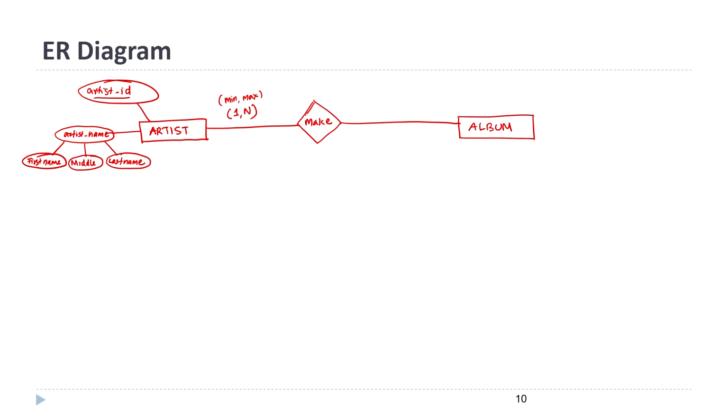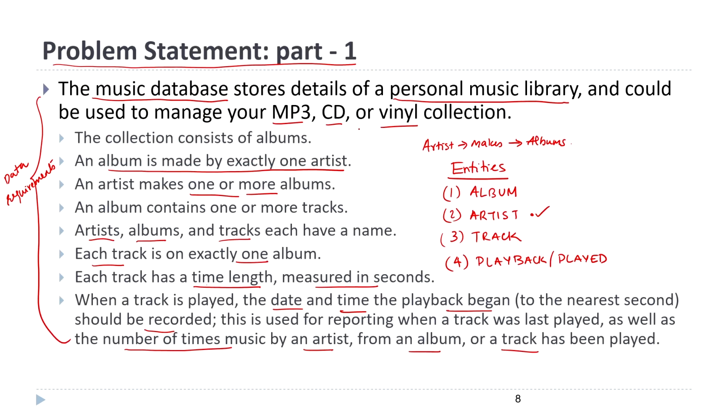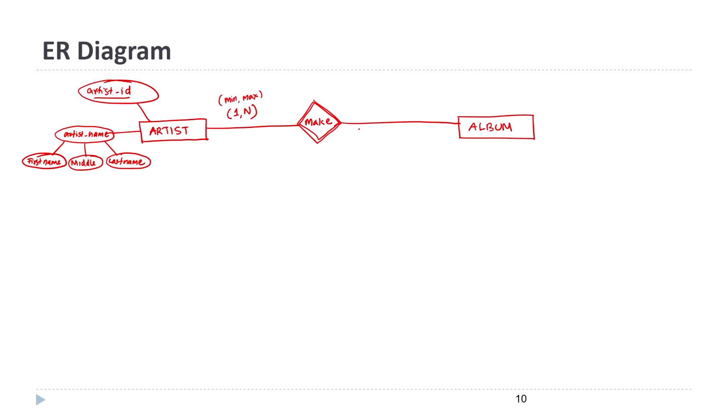So, we do it like this. That means it is an identifying relationship for album. Let us capture the aspects of album. Artist, albums and tracks have a name. Let us call it the album name for this part. Album name. If you want, you can make it a composite, or if you don't want to, that is up to you.